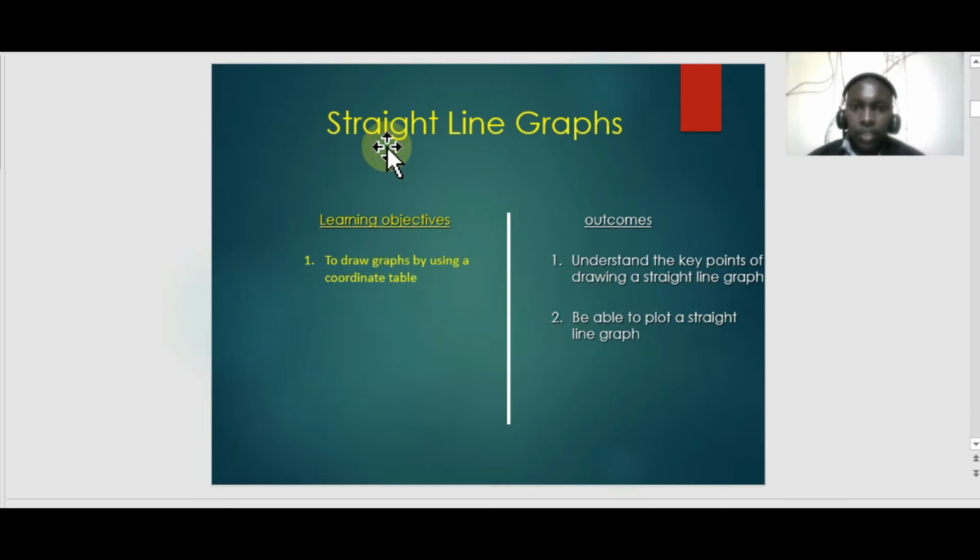So the learning objectives of the lesson: by the end of the lesson you should be able to draw graphs by using a coordinate table. The outcomes: we should be able to understand the key points of drawing a straight line, or the process that is followed when drawing a straight line. And we should also be able to plot a straight line graph.